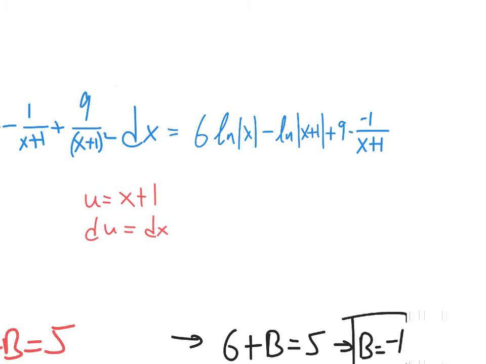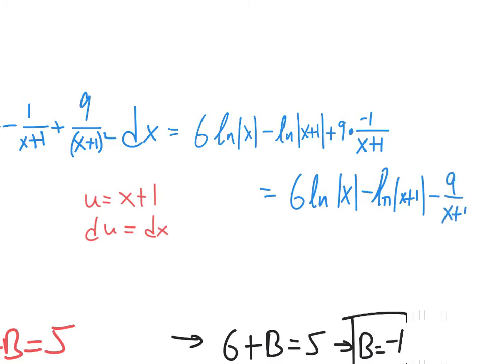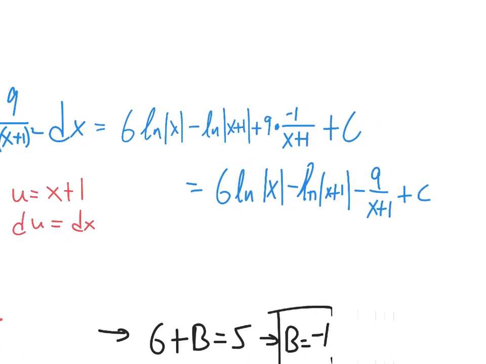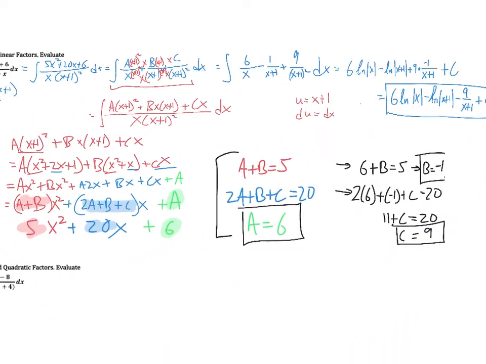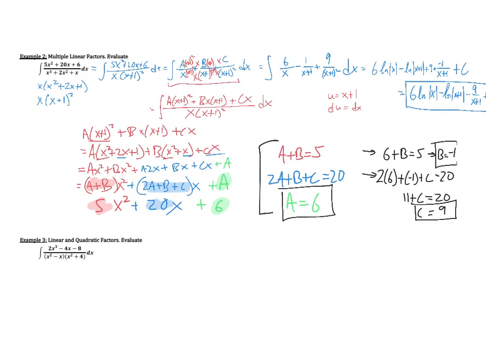All right. In other words, 6 natural log of x minus the natural log of x plus 1. This will be a minus, that's a times right there. Minus 9 over x plus 1. And don't forget your plus c. There we have it. So that's the process, kind of a clever one. Taking a big fraction and decomposing it into smaller fractions that we can deal with, okay?